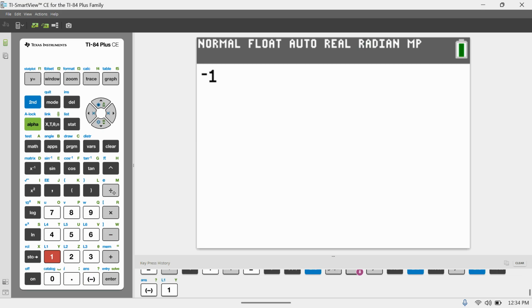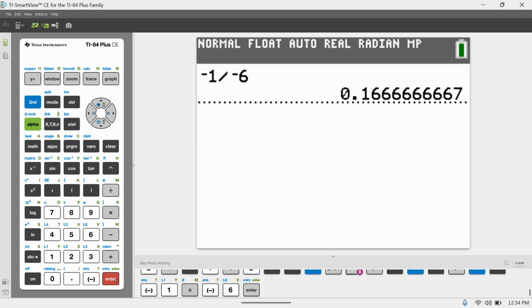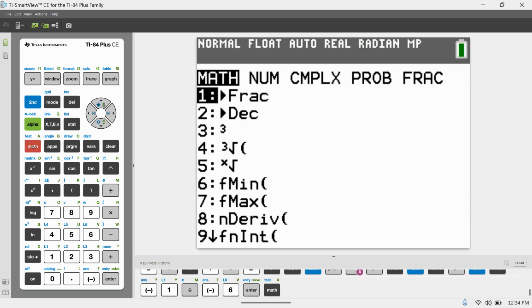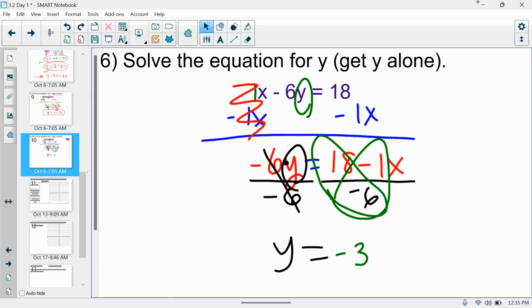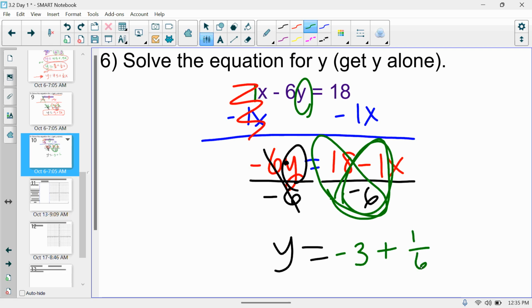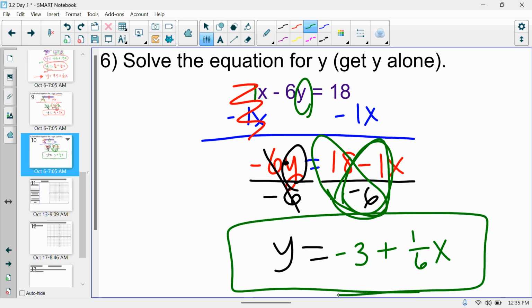Negative 1 divided by negative 6, gross decimal. You're going to have to math frac it when it goes on forever like that. We can't just make up our own rounding rules. But it's positive 1/6 now, so you don't want to write minus anymore. A negative divided by a negative is a positive. We write plus 1/6 x. Don't lose your x there. Okay, questions on that?